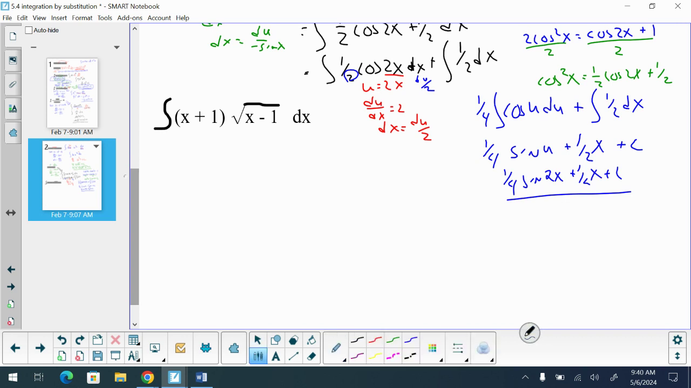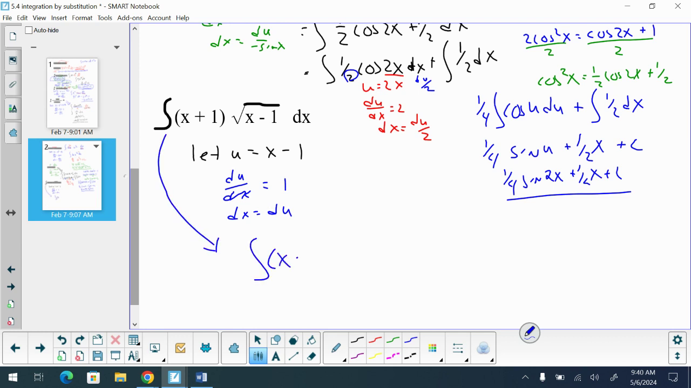If I take a look at my quantity, let u equal x minus 1. Which means if I take my derivative, I get 1. So dx is equal to du. So looking at my antiderivative here, I have x plus 1 times u to the 1/2, and my dx is equal to du.